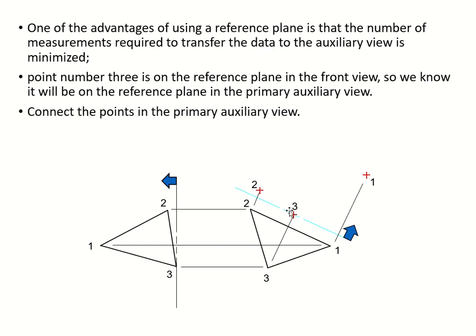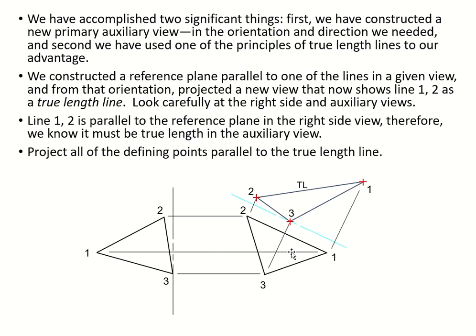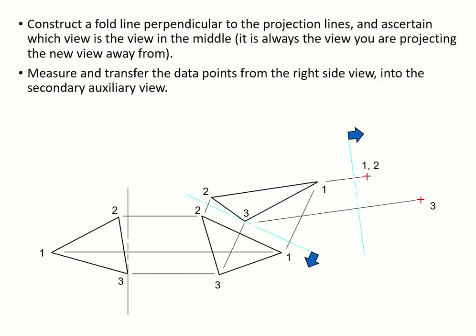The second fold line, the reference line, is parallel to line 1, 2 on the right side view, okay? And the projection coming out from that line, which is this one, is your true length line, okay? Train your eye to be able to spot these details.